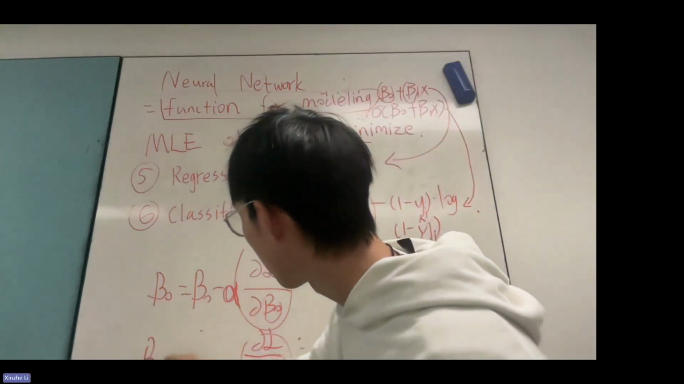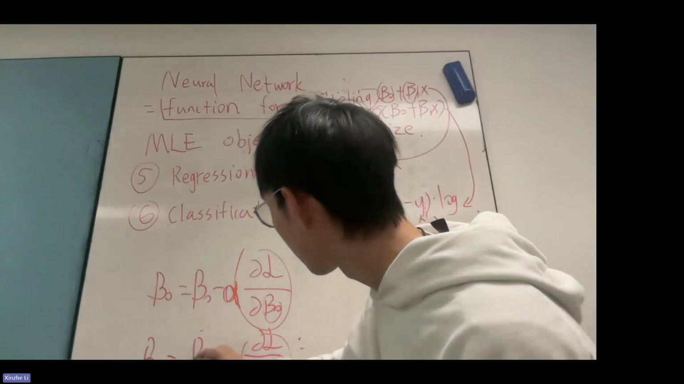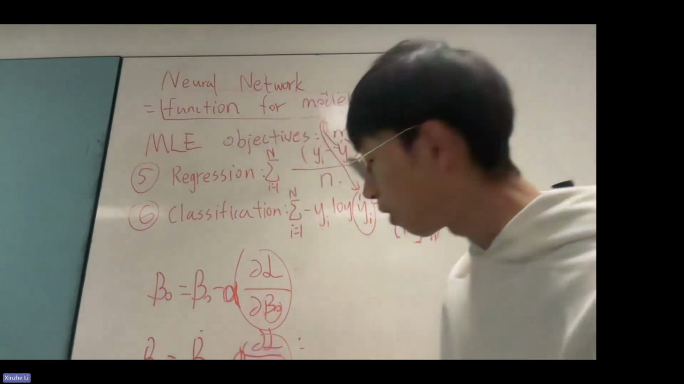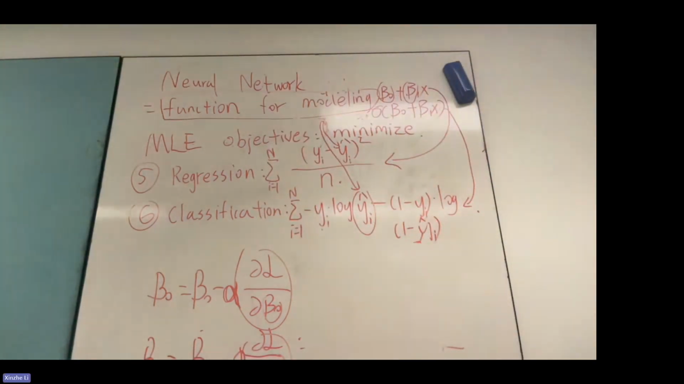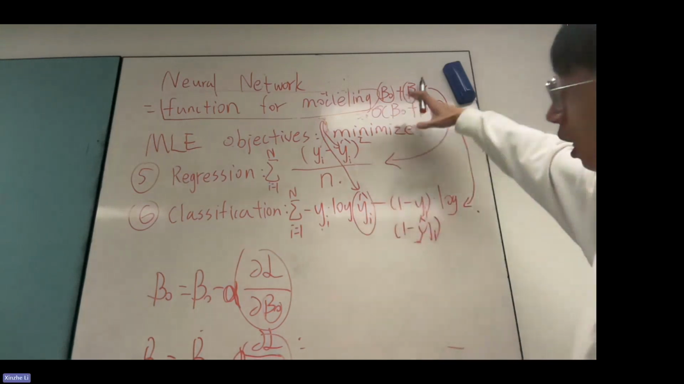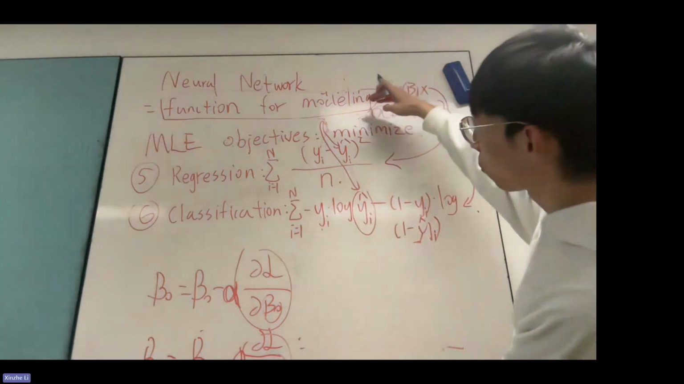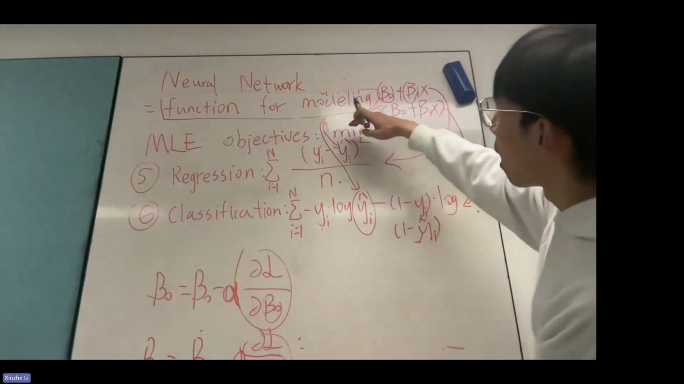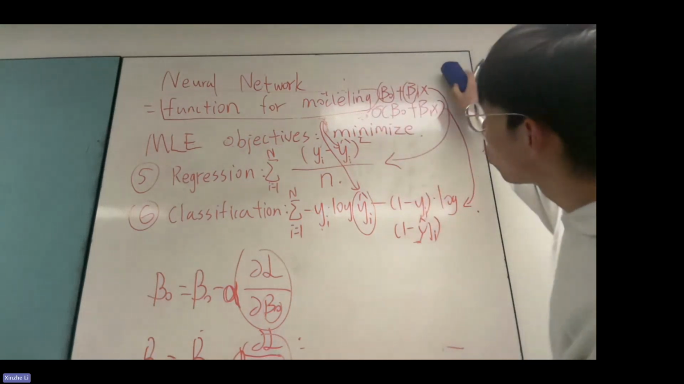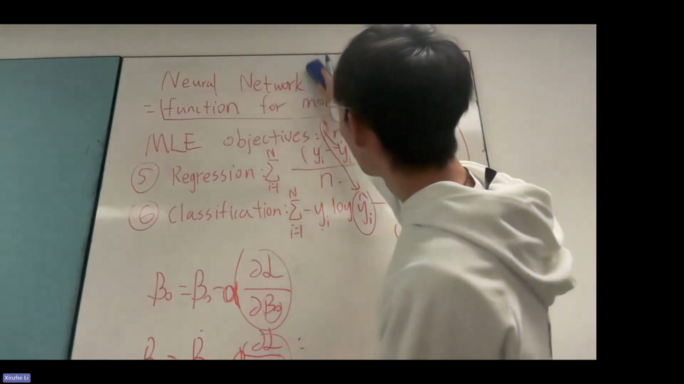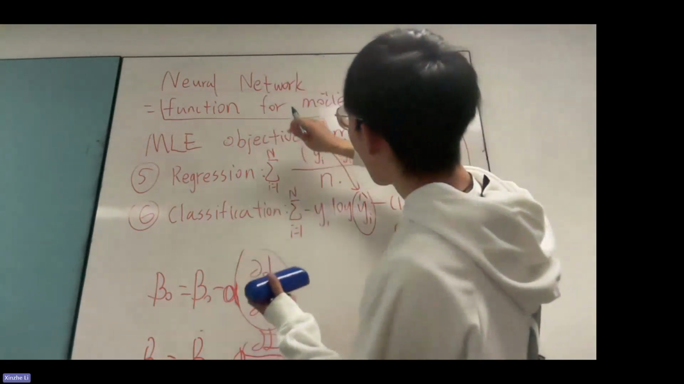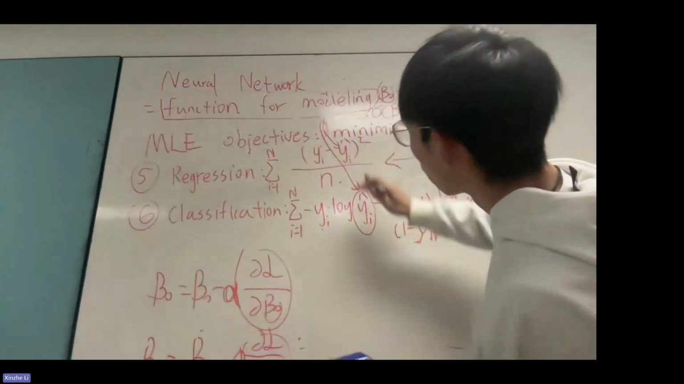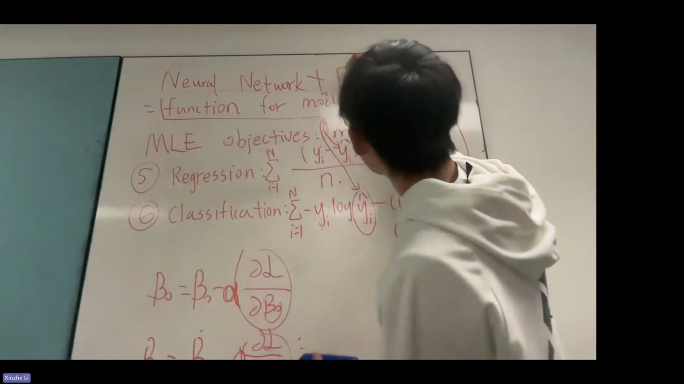So let me finish this. We also need to update beta 1 in the same way. You know, we learned all of this in weeks 5 and 6. The only thing we want to change today for neural networks is the model. Actually, we also call this whole framework deep learning.